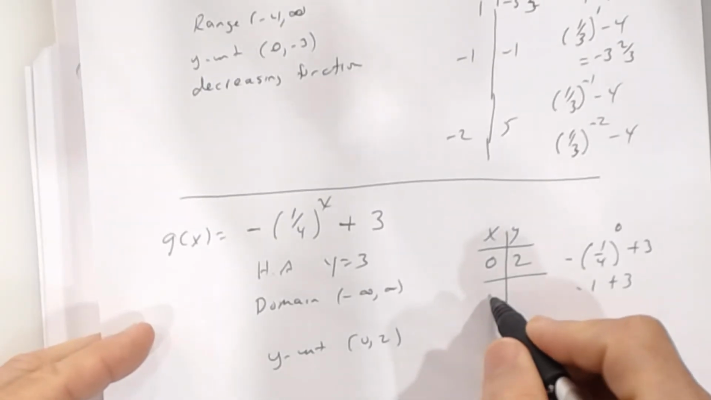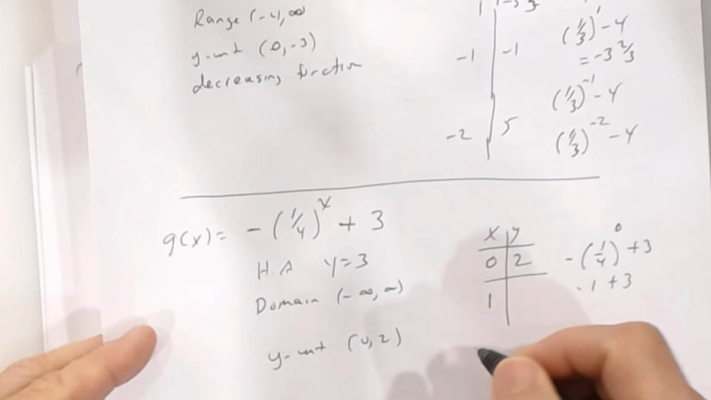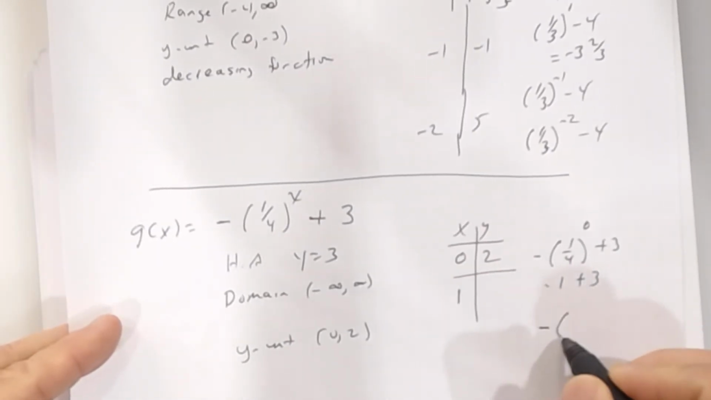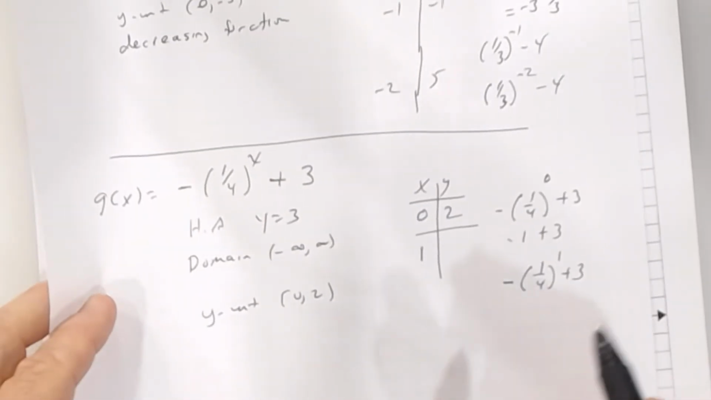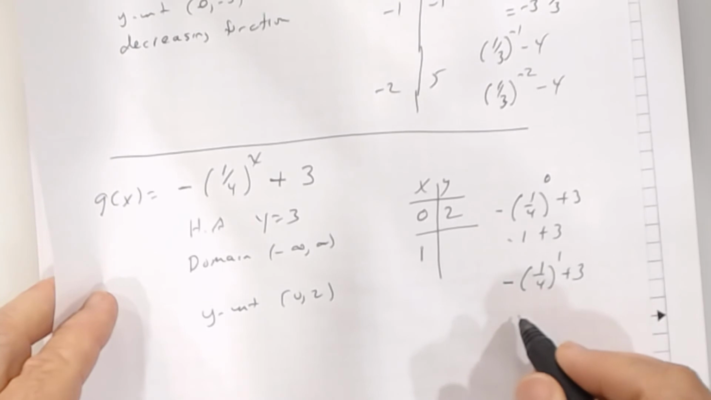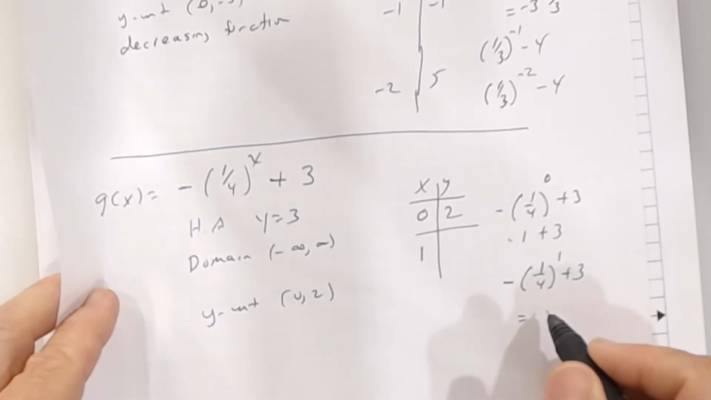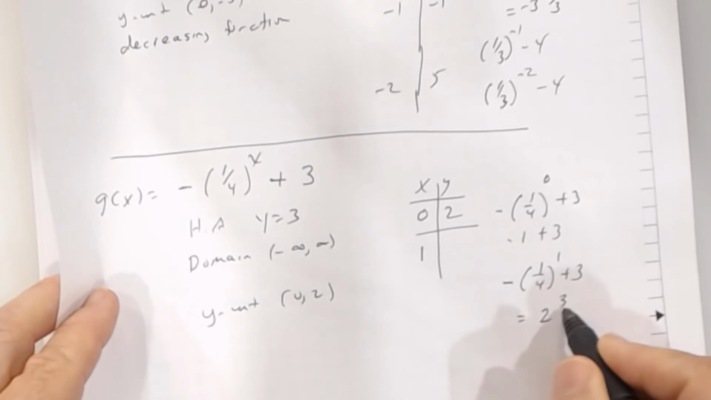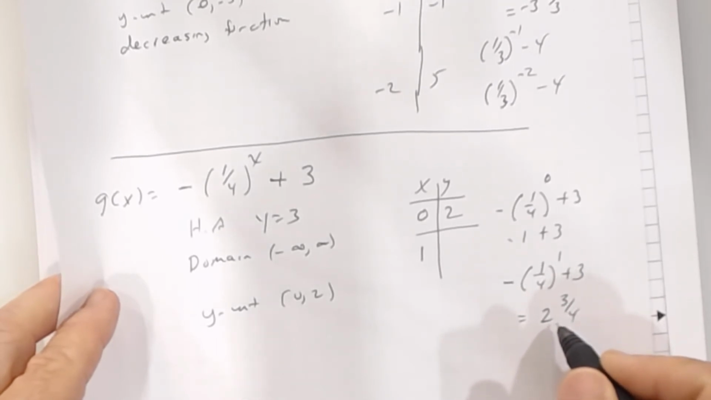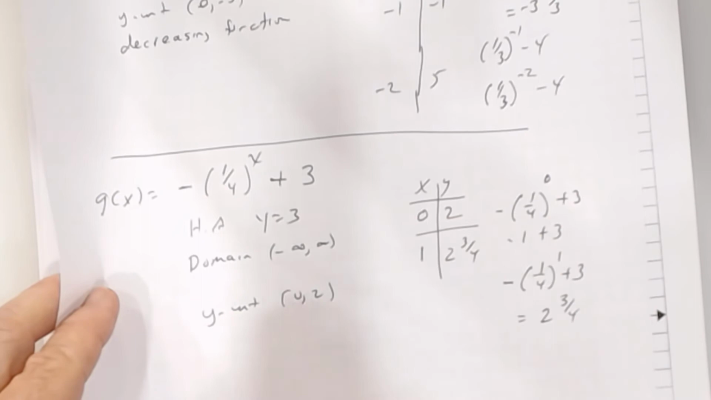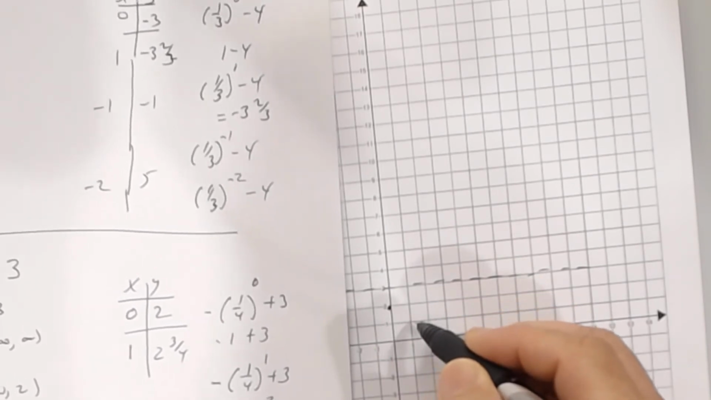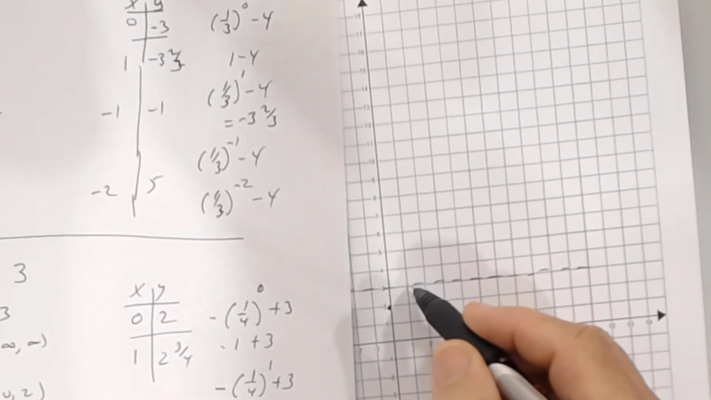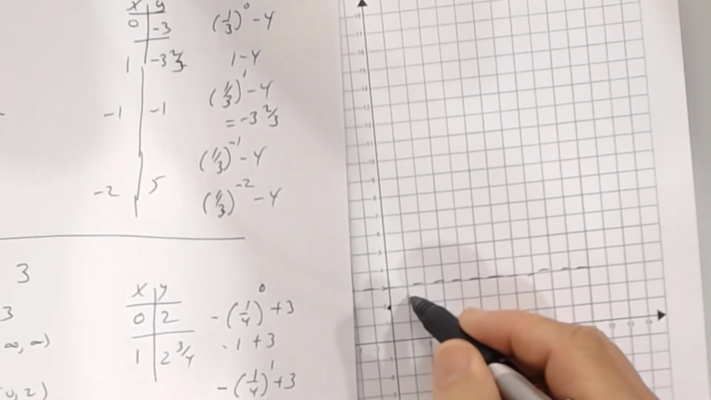All right, if x is, let's say, 1, I get negative, in parentheses, 1/4 to the first, plus 3. Now use your calculator if you need to. Negative 1/4 plus 3, if you use your calculator and then write it back as a mixed number, is 2 3/4. Make sure you got that in your calculator now, okay? So I get the point (1, 2 3/4), right here.